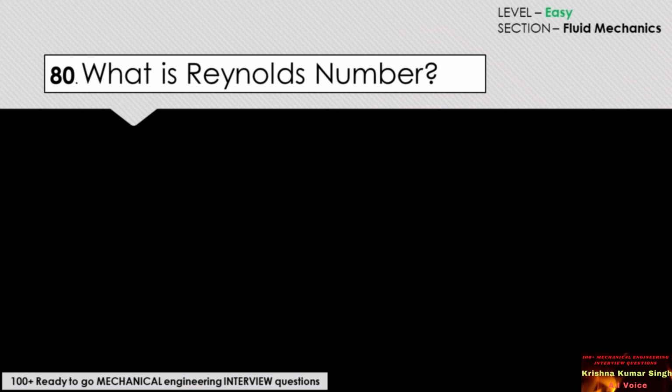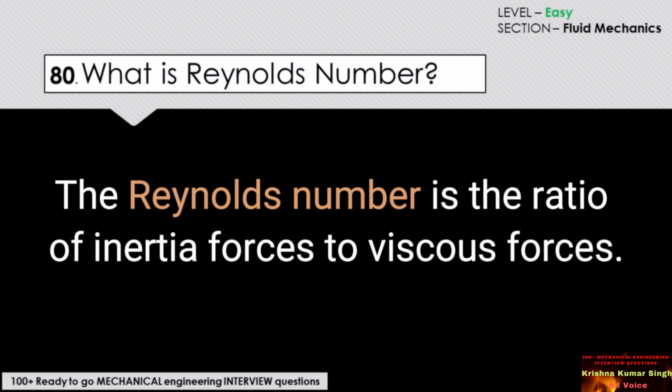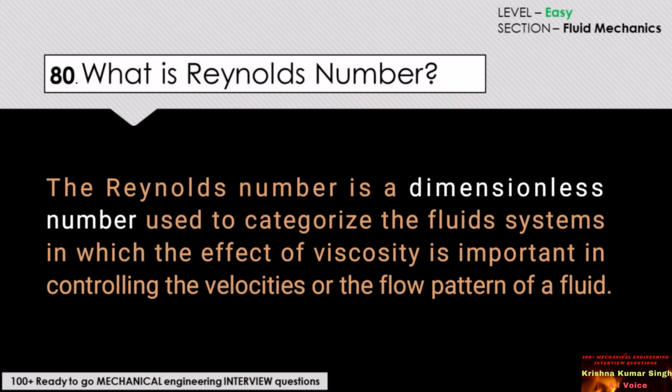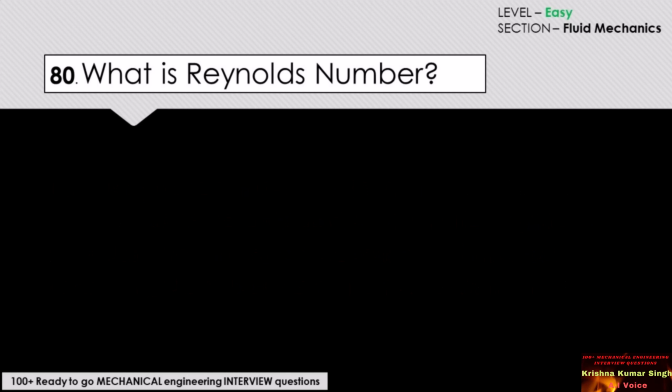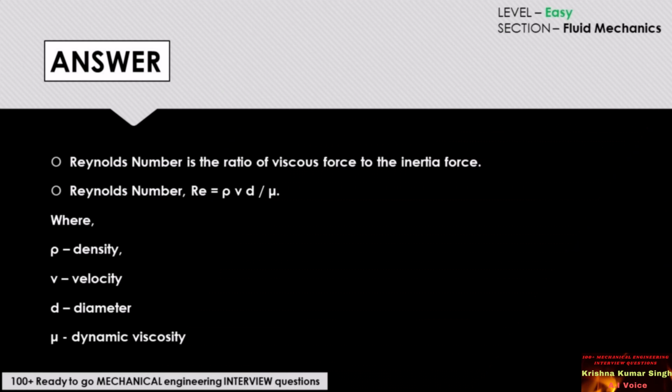What is Reynolds number? The Reynolds number is the ratio of inertia forces to viscous forces. The Reynolds number is a dimensionless number used to categorize the fluid system, in which the effect of viscosity is important in controlling the velocities or the flow pattern of a fluid. The answer to this question would be: Reynolds number is the ratio of inertia force to viscous force.